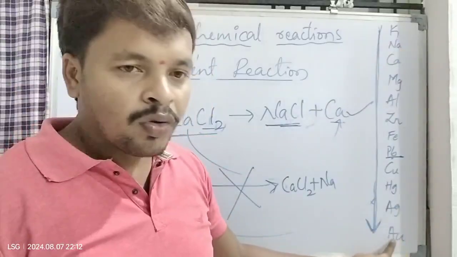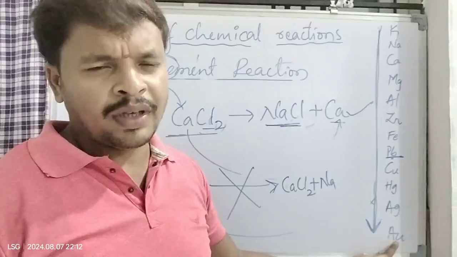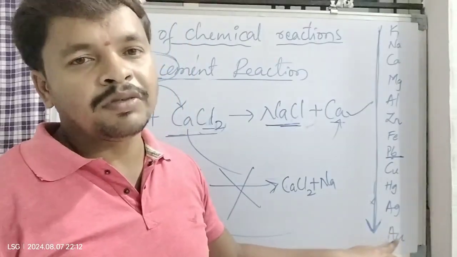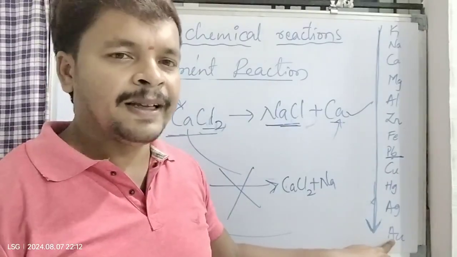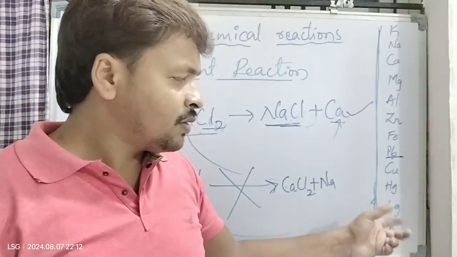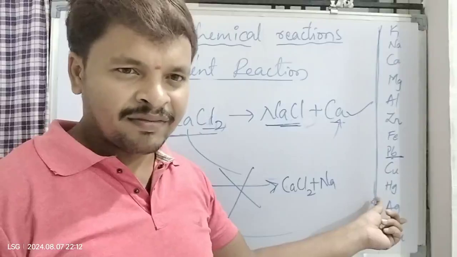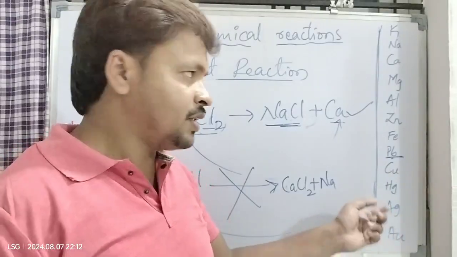See here, gold is a low reactive metal, very low. So we use gold to make jewels, which cannot react easily with anything else. It also has a glitter, a shiny appearance, it is lustrous. So we are using it.